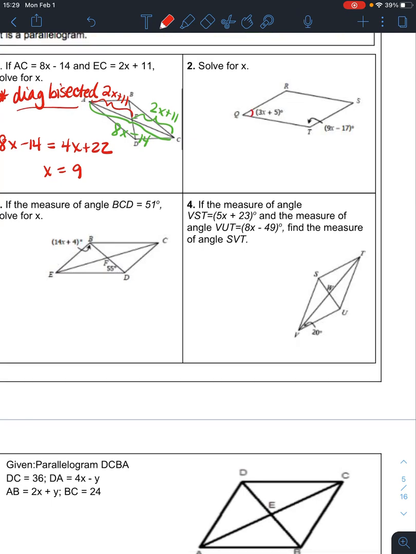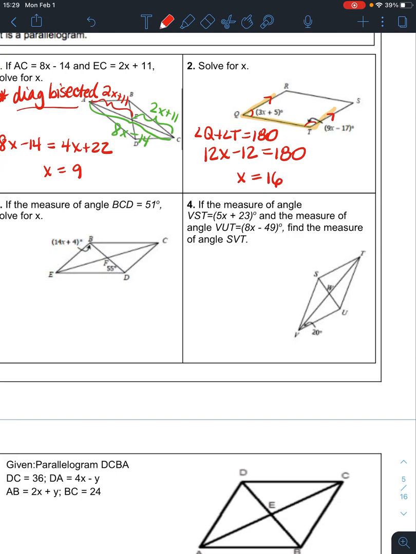Number 2, I have angle Q and I have angle T. Well, I know that Q and S are congruent, R and T are congruent, but because I know that the lines are parallel, what I know is that those consecutive angles are supplementary. So that means angle Q plus angle T has to equal 180 degrees because consecutive angles are supplementary because the lines are parallel. So if that's the case, then I have 3x plus 5 plus 9x minus 17. That is 12x minus 12, and I know that that has to equal 180. When you go through the algebra, you get that x is equal to 16.